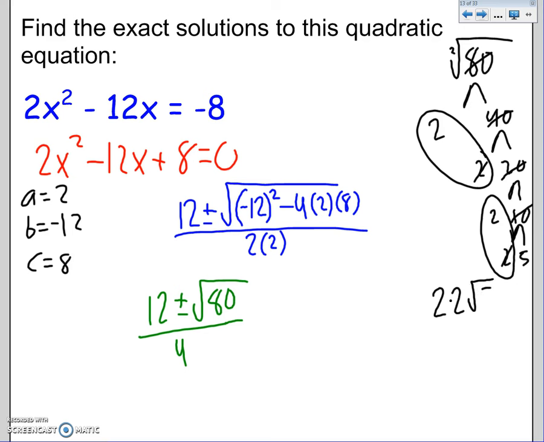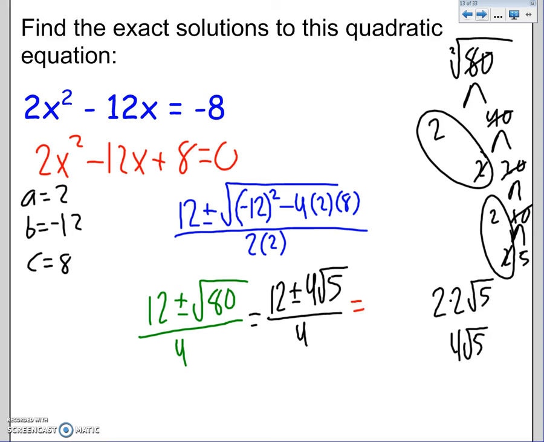That 5 stays inside the square root. The outside numbers multiply, so 2 times 2 is 4. 4 root 5. We are going to replace square root of 80 with 4 square root 5. 12 plus or minus 4 square root 5 over 4. Remember, no two cases since it's not a nice number, but you must reduce the fraction.